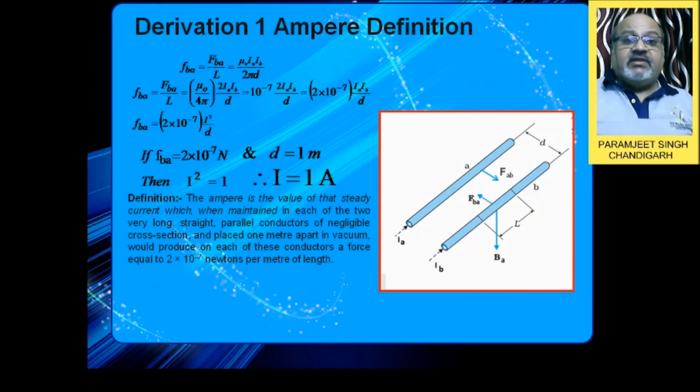So let us define the 1 ampere. We can define in our own language also, in our own style. If two long straight conductors are placed at 1 meter distance and same magnitude of current is passing through, and they experience 2 into 10 raised to power minus 7 Newton force per meter of their length, then current passing through these wires is definitely 1 unit, that is 1 ampere. This is what is written in this statement also.